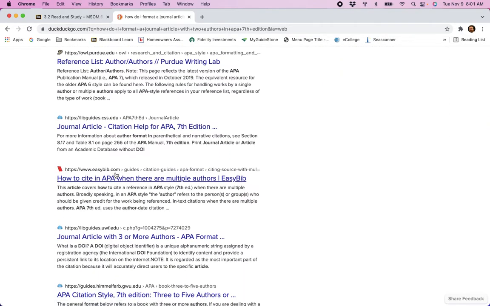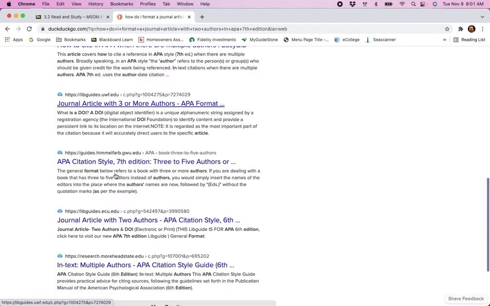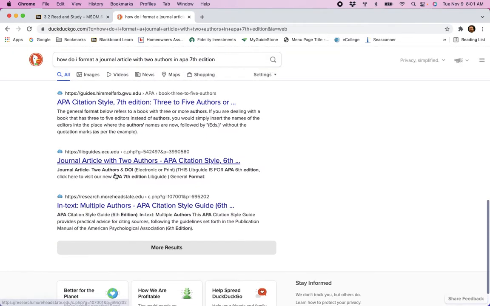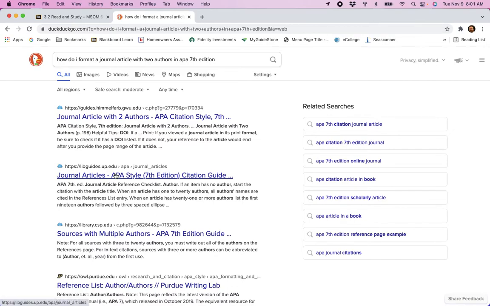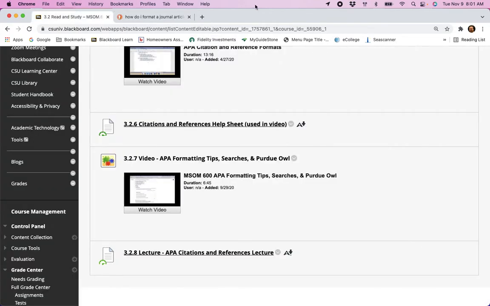EasyBib is a good one as well as you go forward. And so I would just encourage you, if you're really stumped on something, don't use Google for your sources, but use your Google to go find how you can format some of your sources there, okay? So just one other tip for you.